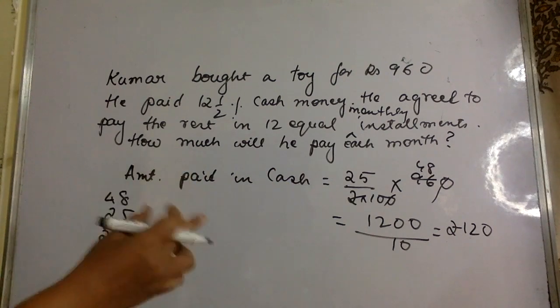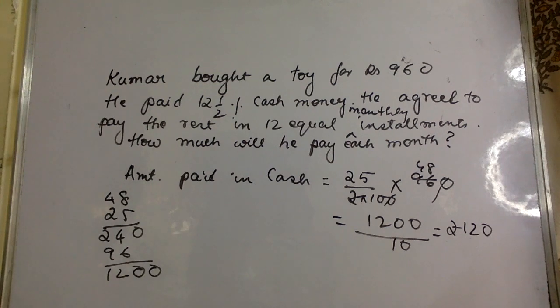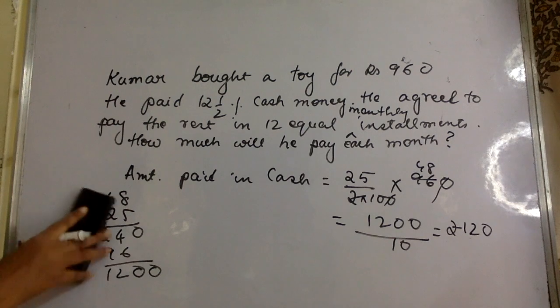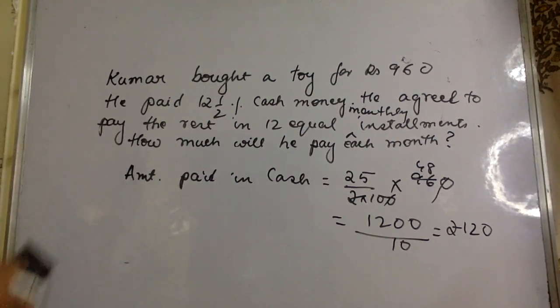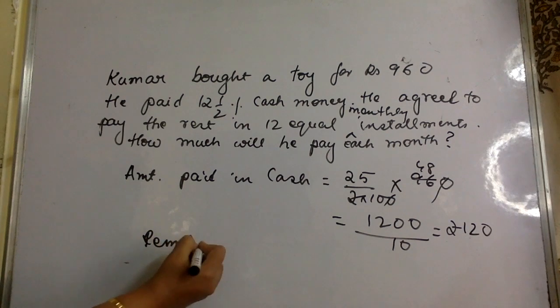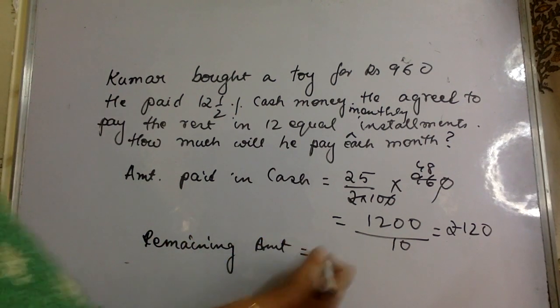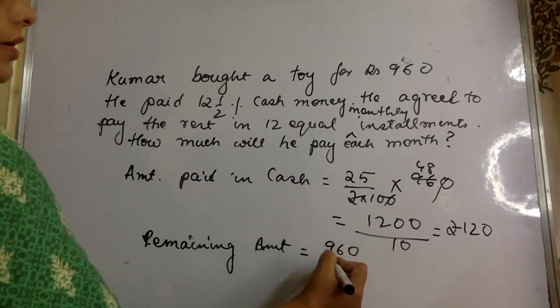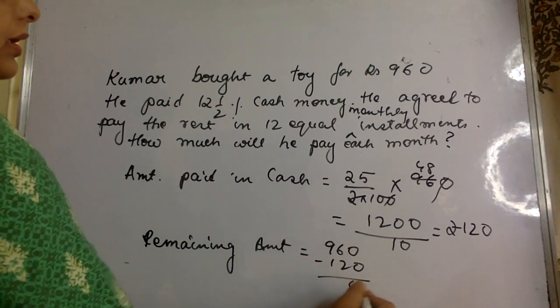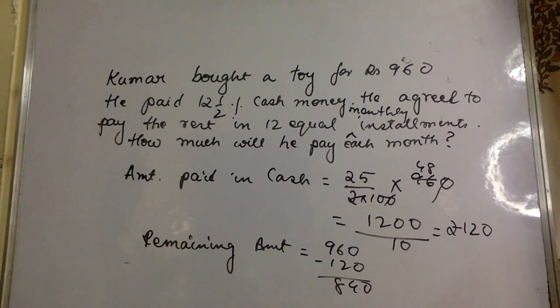Let's see how much he pays for the rest in equal installments. So he has to give 12 equal installments for the rest. How much is remaining? The remaining amount that he still has to pay is 960 minus 120, that is 840 rupees.